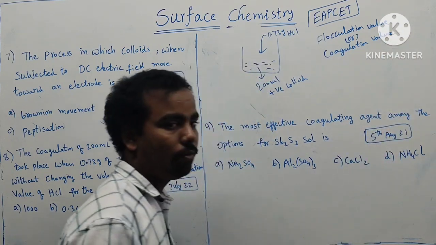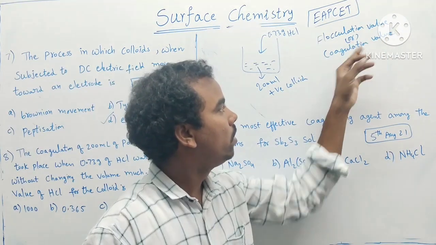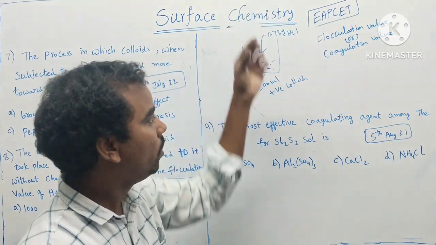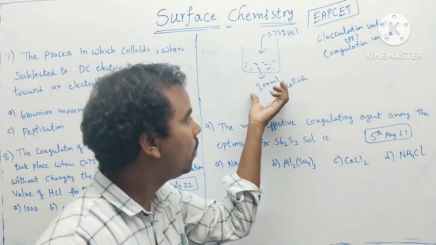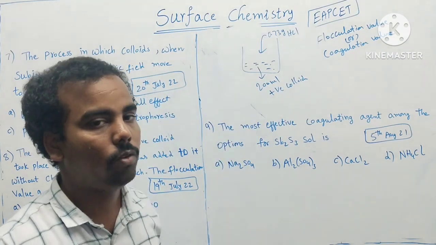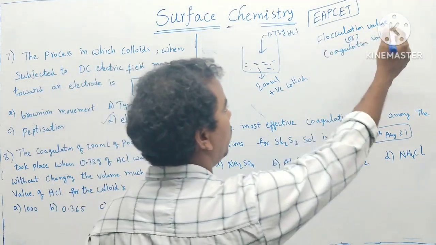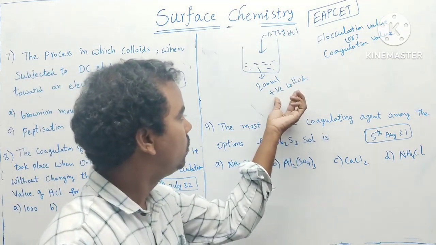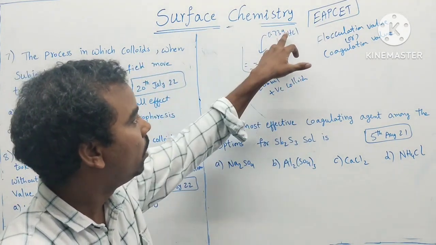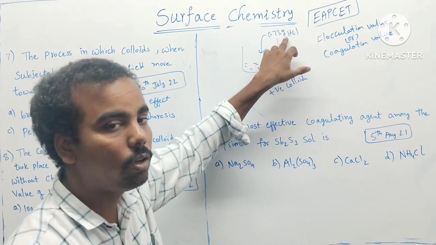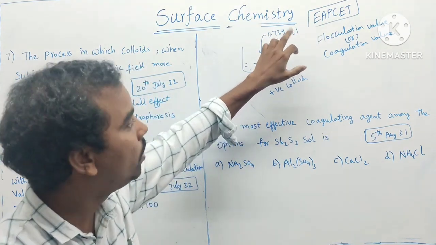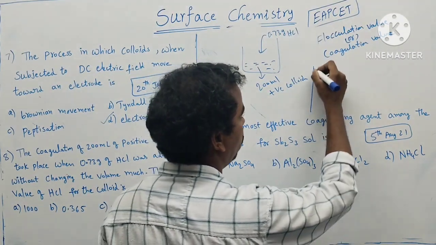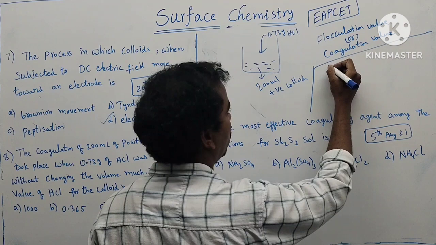It is calculated for 1000 ml. So flocculation value or coagulation value is how many millimoles of electrolyte are required for the coagulation of 1 liter, or 1000 ml, of colloidal solution. That is called flocculation value. But here 200 ml is given, and grams are given, but you have to calculate in millimoles. First you have to convert grams into millimoles.